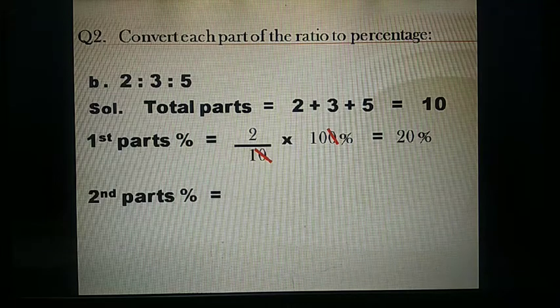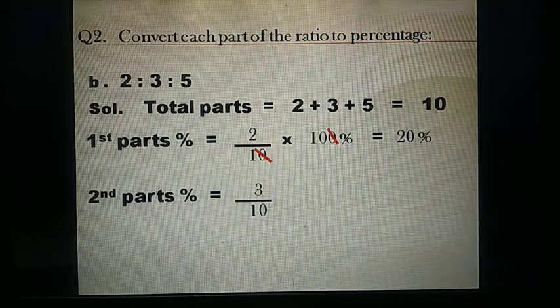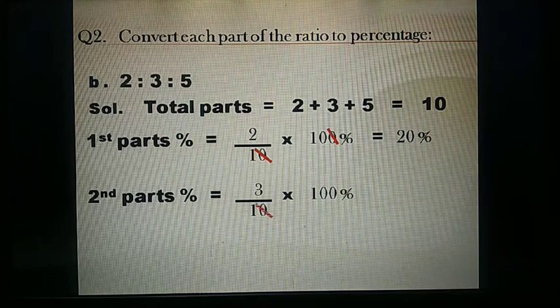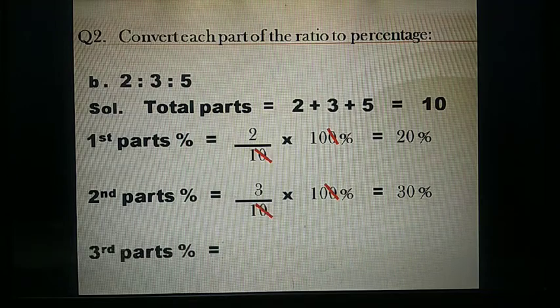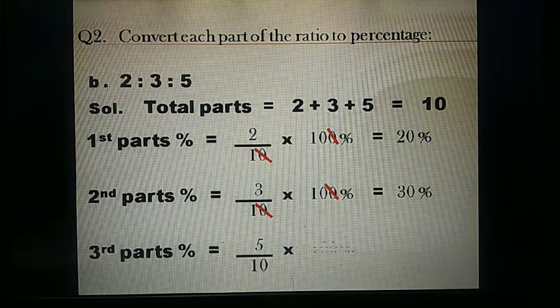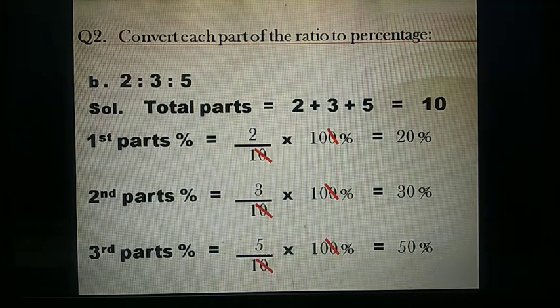Second part, in the ratio the second part is 3 divided by total to get the fraction as 3 upon 10. Multiply it by 100% to get the answer in percent. Yes, perform the cancellation. Here the answer is 30%. Again, for the third part percent, first you will write the fraction is 5 upon total, that is 5 upon 10, into 100% to get the answer in percent, and finally cancel and you will get the answer as 50%. To check your answer, you can add all the percentages and finally you should get 100% as a total.